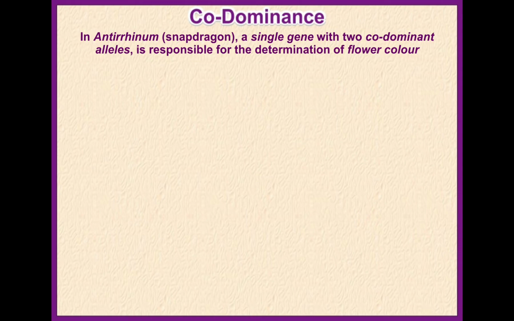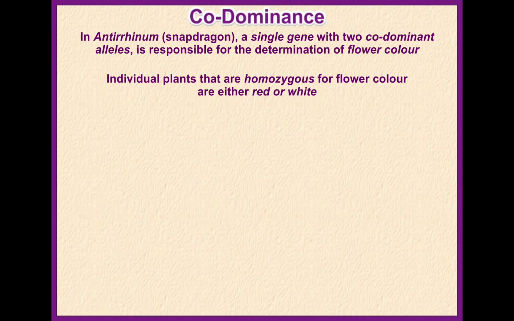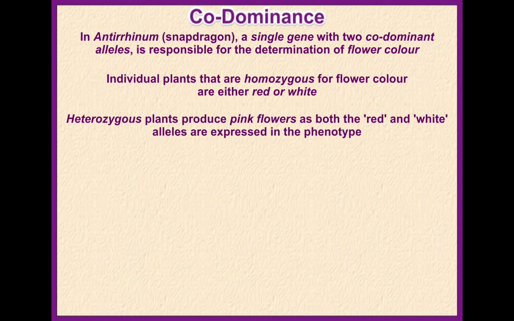In flowers, this is quite common actually. In snapdragons, we've already seen in the first video that there are 3 different phenotypes. They can be red, they can be white, and they can be pink. Individual plants that are homozygous will be either red or white. Note here that there's not homozygous dominant or homozygous recessive. Both of these alleles are dominant. So whenever there's one of each, they will act in a codominant way. The heterozygous plants are not red or white, they're in fact pink. So there's kind of a mixture of the two.